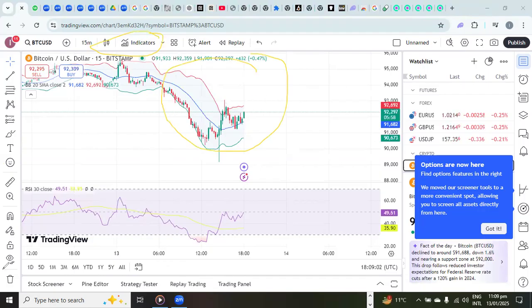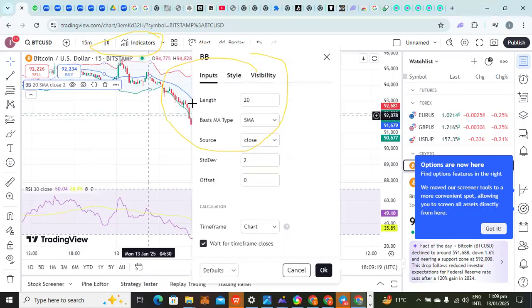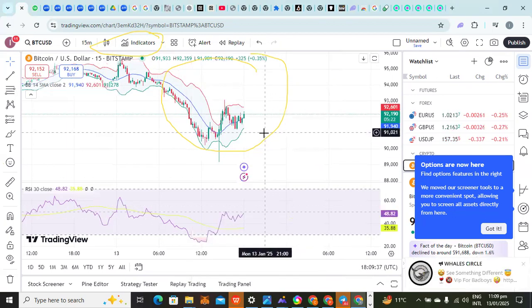Also, first we have to change the settings of Bollinger Bands a little bit. So over here on the left side, there's going to be BB written. That's short form for Bollinger Bands. You have to come over here and click this settings section, go into it. A tab is going to open up and it's going to say length is 20. Change it to 14. And standard deviation has to be 2. Once it's done, it's going to become something like that.